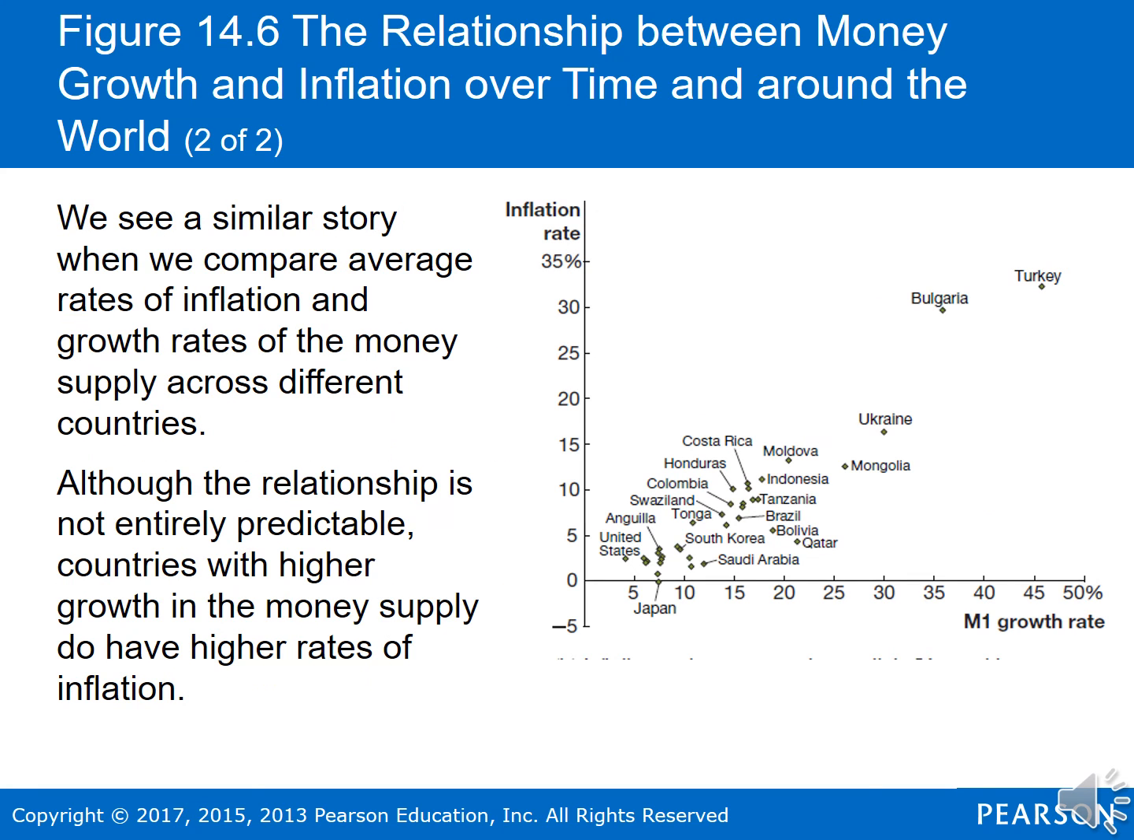When we look at countries around the world and compare them, we see pretty much the same thing. We don't see a perfect relationship, but we do see a positive relationship between M1 money growth and the inflation rate. So it's not a stretch to say that inflation is always and everywhere a monetary phenomenon, that the money supply is very important in affecting the inflation rate.